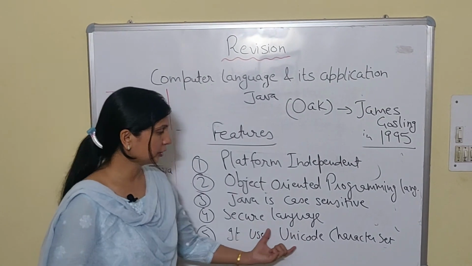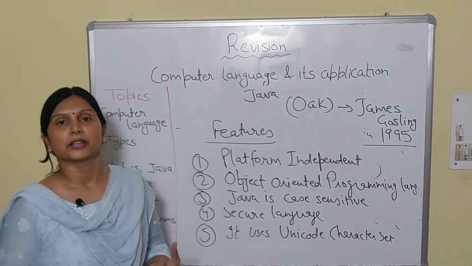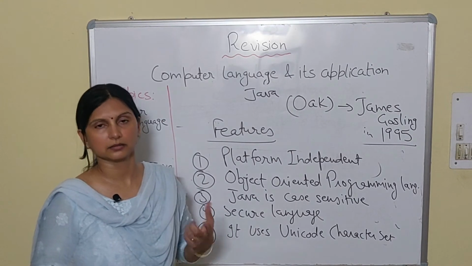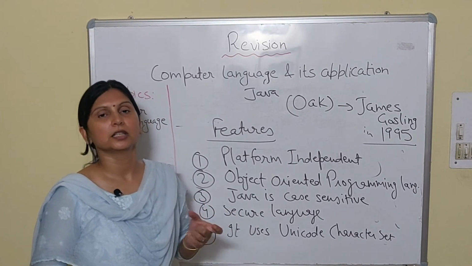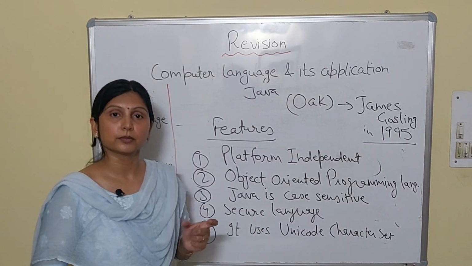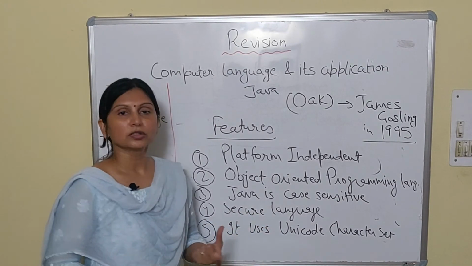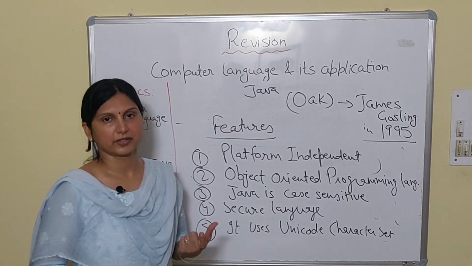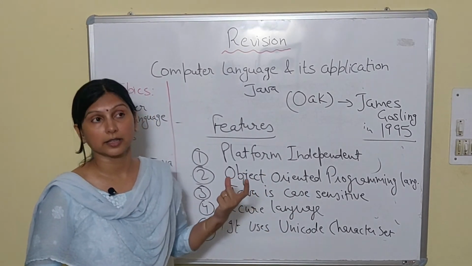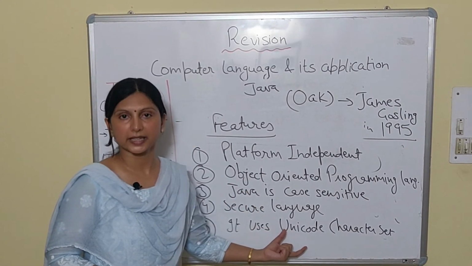Unicode character set in video also we discussed. What is Unicode character set? See, when you press any key on the keyboard, like A or B, any alphabet, any symbol, it generates one ASCII code. Fine. And in computer memory, ASCII code will be saved. Now, ASCII codes are limited in number. Around 127 ASCII codes are there. But Unicode character set are around 1 lakh. Fine. So that's why Java prefers Unicode character set.